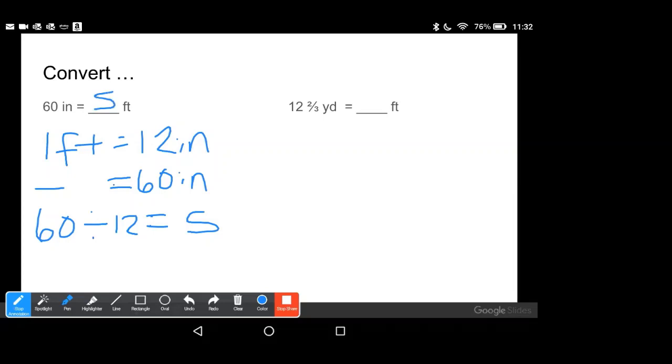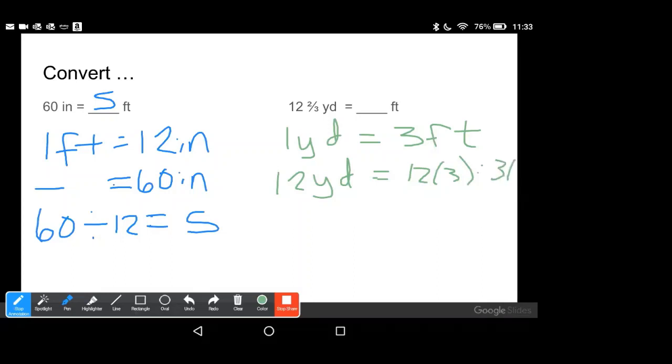Okay. What color again here? So 12 2/3 yards equals how many feet? I know that 1 yard is equal to 3 feet. So it means that 12 yards is going to be equal to 12 times 3, which is 36 feet.